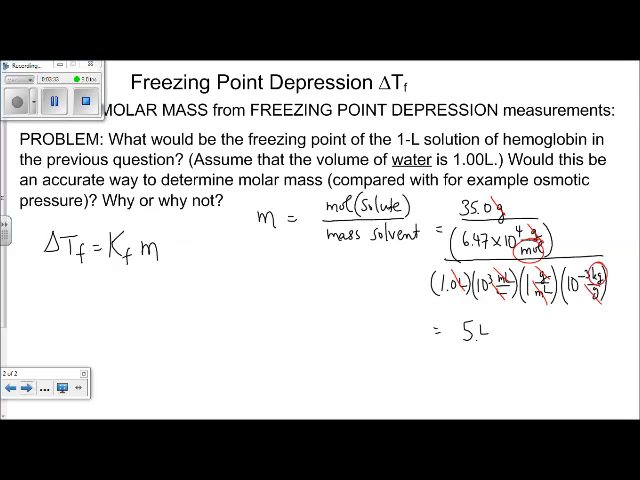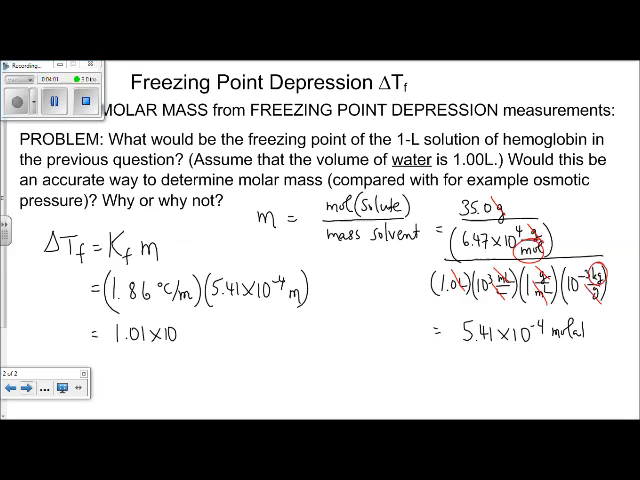So now we put a number to this, and this number is moles per kilogram of solvent. We're going to put that back into the expression for delta T. We're going to use the freezing point depression constant for water in degrees Celsius per molar. We multiply that by the molality of the solution, and we get a change in freezing point of approximately 10 to the minus 3. This would in general be too small to measure, and therefore this would not be a good way to determine molar mass.